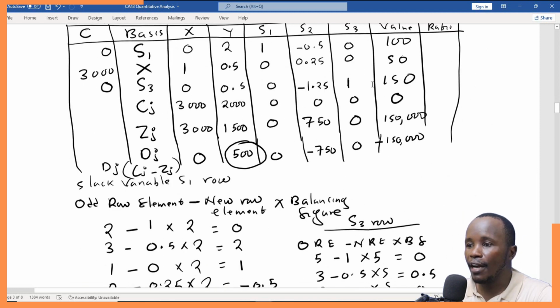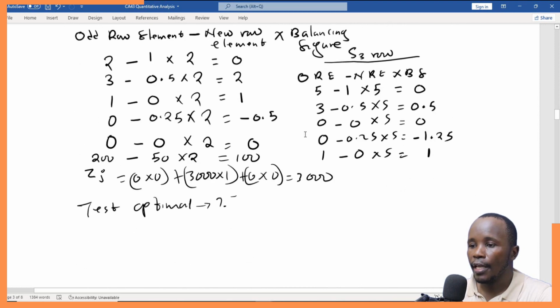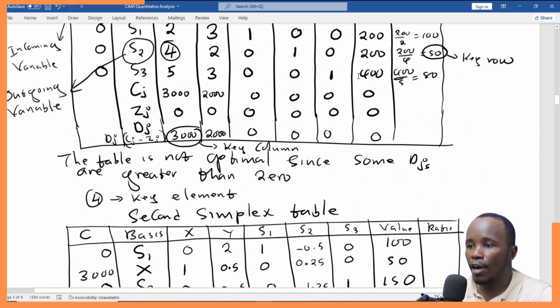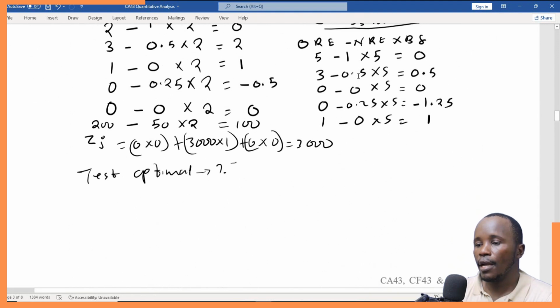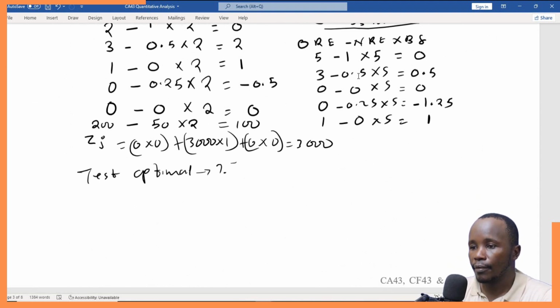When I was filling the value for S3, initially we had 400. Here we had 400. Then we had 50 multiplied by 5, because here we're multiplying everything by 5. And then here we had 150. I wanted to emphasize that.